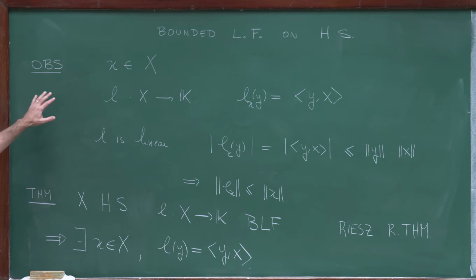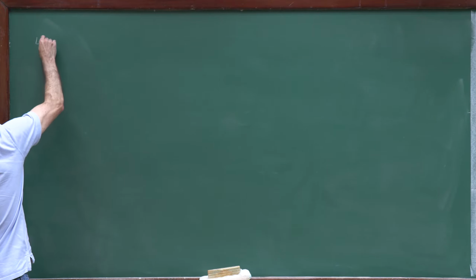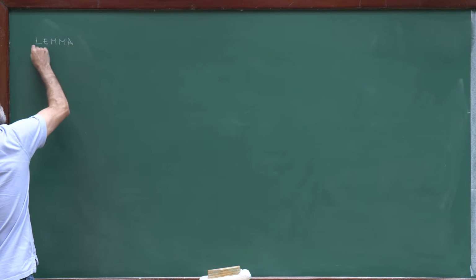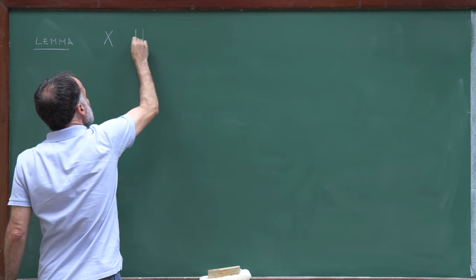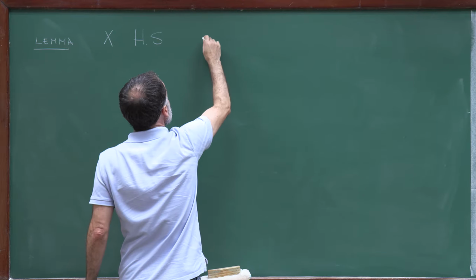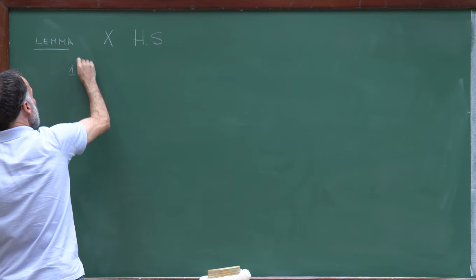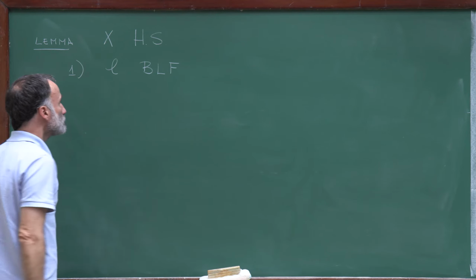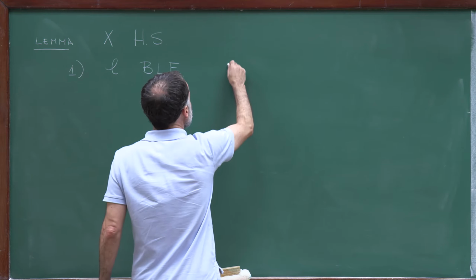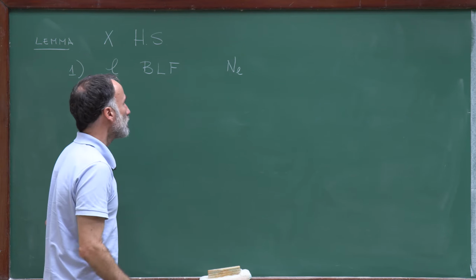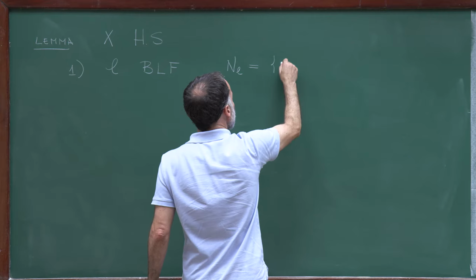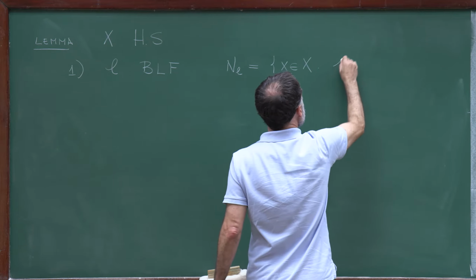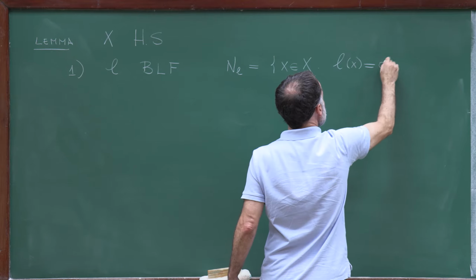To prove this theorem, we will start with a lemma, and then we'll go to the proof of the theorem. So here's the lemma. Again, we have X, a Hilbert space. And let L be a bounded linear functional on X. And let me define the null space of L, N_L, as all points x in X such that L of x is equal to 0.